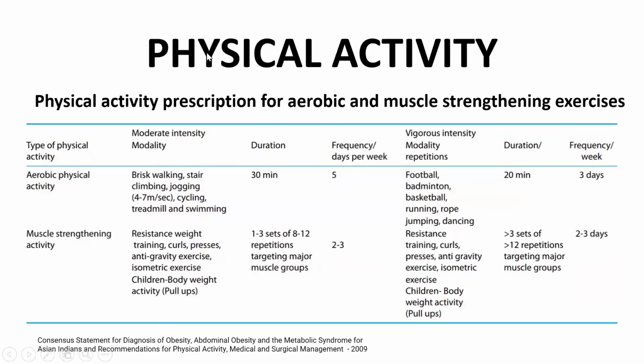Coming on to the second strategy. The second point in the strategy that we can control is physical activity. Here is the physical activity chart given by the consensus statement of diagnosis of obesity, abdominal obesity, and metabolic syndrome for Asian Indians, and recommendations for physical activity, medical and surgical management 2009. Here they have given the type of physical activity, its intensity, duration, and frequency per week.